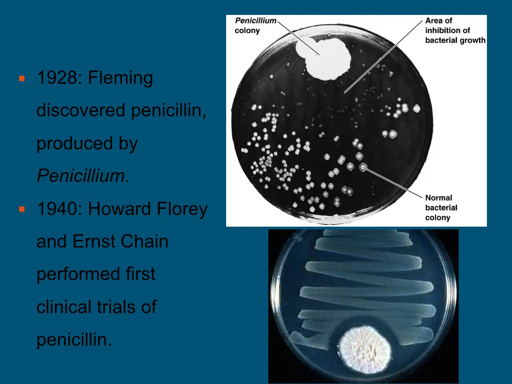We all know the first antibiotic that was discovered was penicillin. It was discovered in 1928 by Alexander Fleming. He was researching Staph aureus, and a couple of his plates apparently had gotten contaminated with penicillium fungi. Notably, it's called Penicillium notatum.